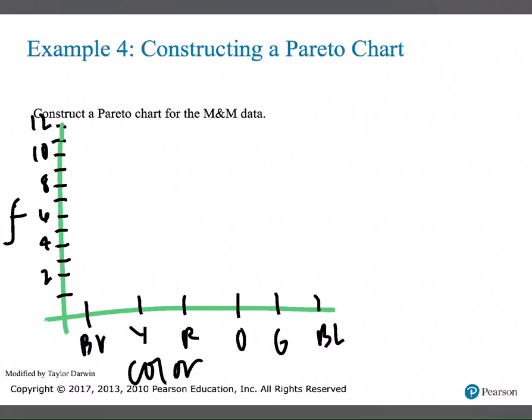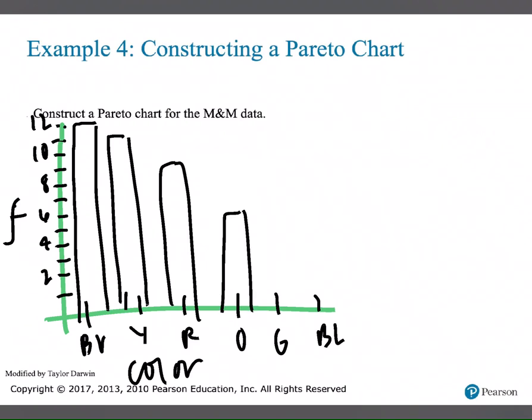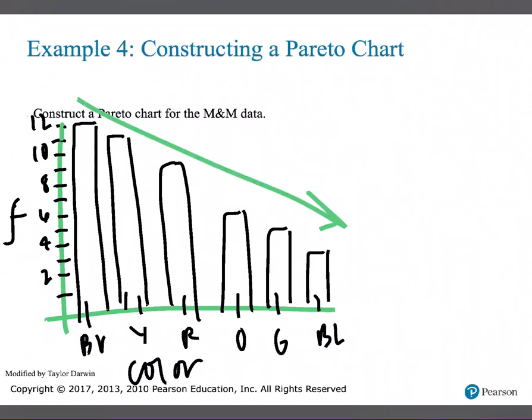And do the same thing. So brown had 12. Yellow had 10. Red had 9. Orange had, what did orange have? 6. Green had 5. And blue had 3. So literally we just switched those last two, that green and that blue, and now it's considered a Pareto chart. It all is descending.